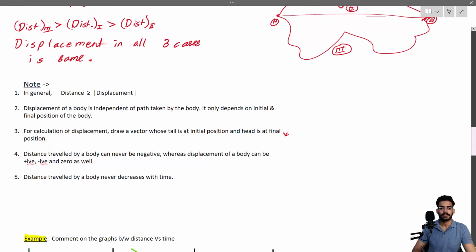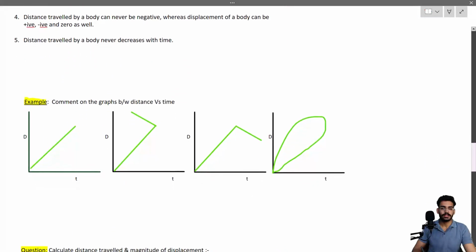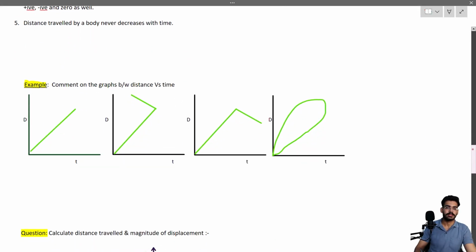Okay, so let's see one question we have. What this question is saying is that you have to comment on whether it is possible or not. So you have to see the distance versus time graph. With time, distance is increasing. So that is possible, right? I can say it is possible.